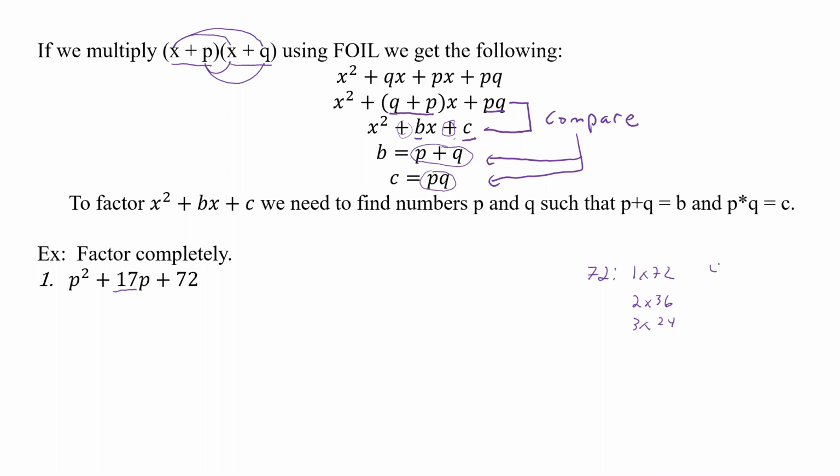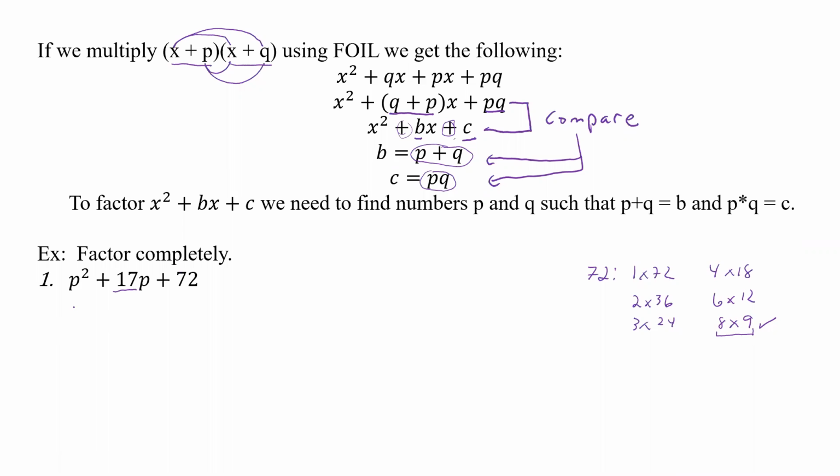If we take 4 times 18, that's still over 17. 5 doesn't work. 6, well, that'll be 6 times 12. Well, that'll give us 18, not 17. 7 doesn't work. 8, well, that's 8 times 9. Aha, guess what? 8 plus 9 is 17. So that's the one we're going to do. So that's my first step.